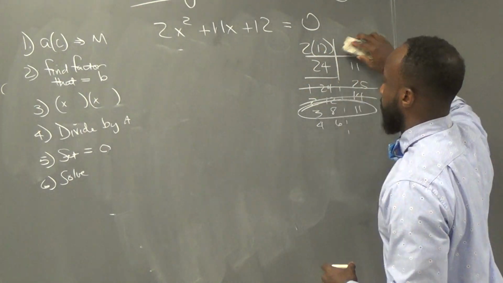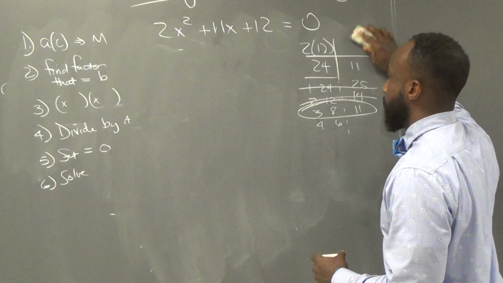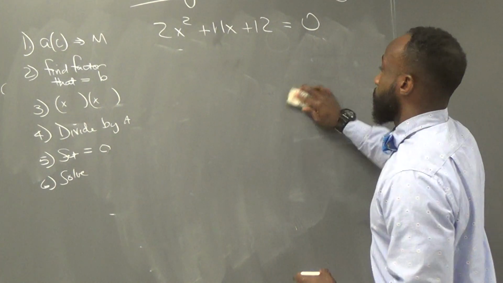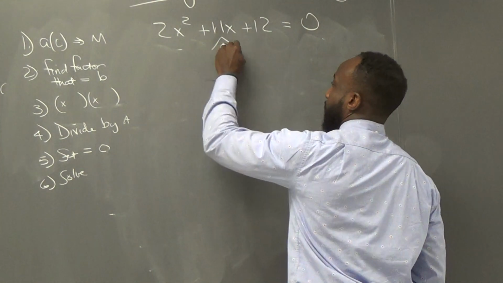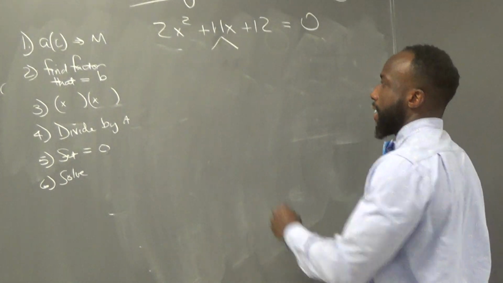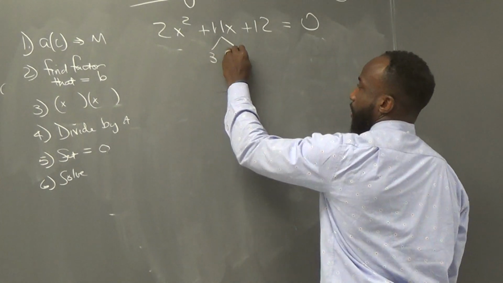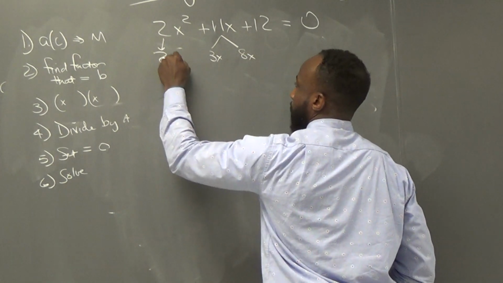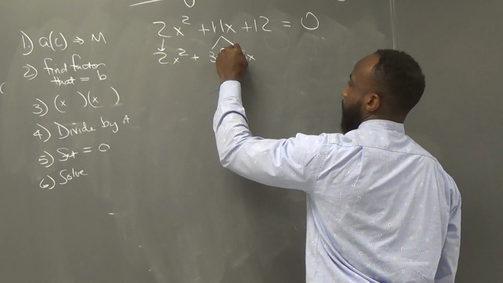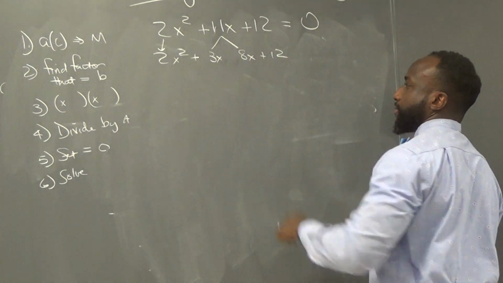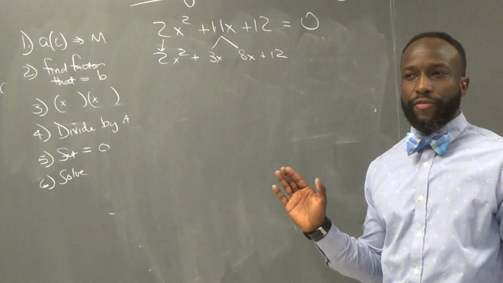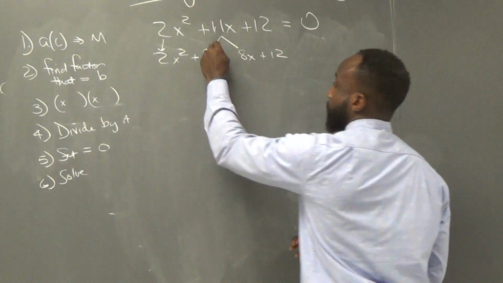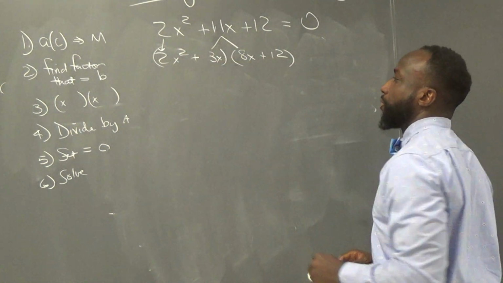Alright, so again, we figured out that 3 and 8 were the terms. So what we can do is solve by grouping. We can put a 3x there and an 8x there, and we bring the 2x squared here, and then we bring plus 12 here. Does everybody see what we did so far? Alright, so cool. Now we're going to solve this by grouping.